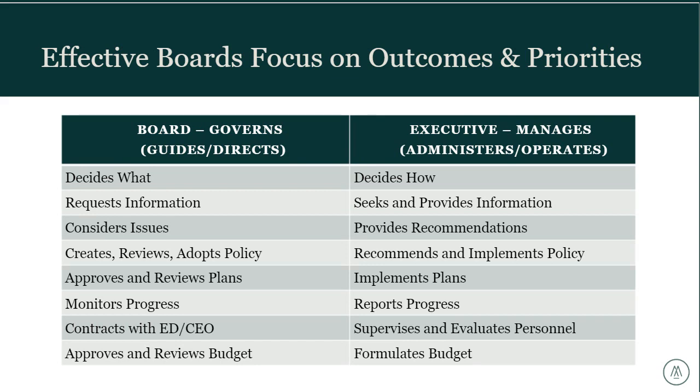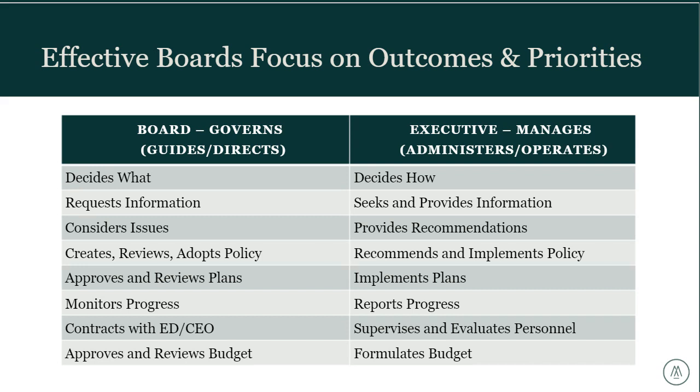So when we think about this on the left-hand side of the slide, the board really decides the what, and then the executive and staff are empowered to do the how. And that means implementation, it means formulating the budget, it means providing recommendations and implementing policy, whereas the board is really on that sort of approval and monitoring side.